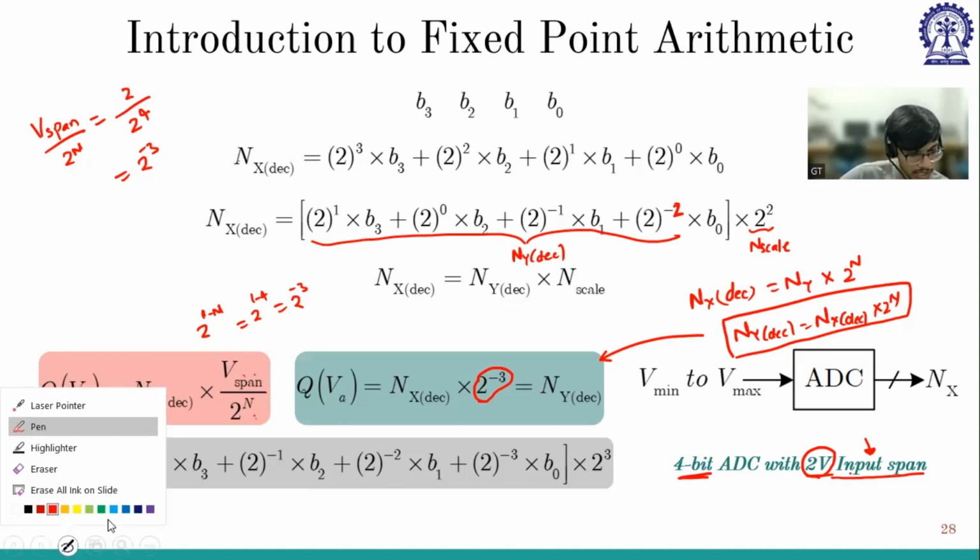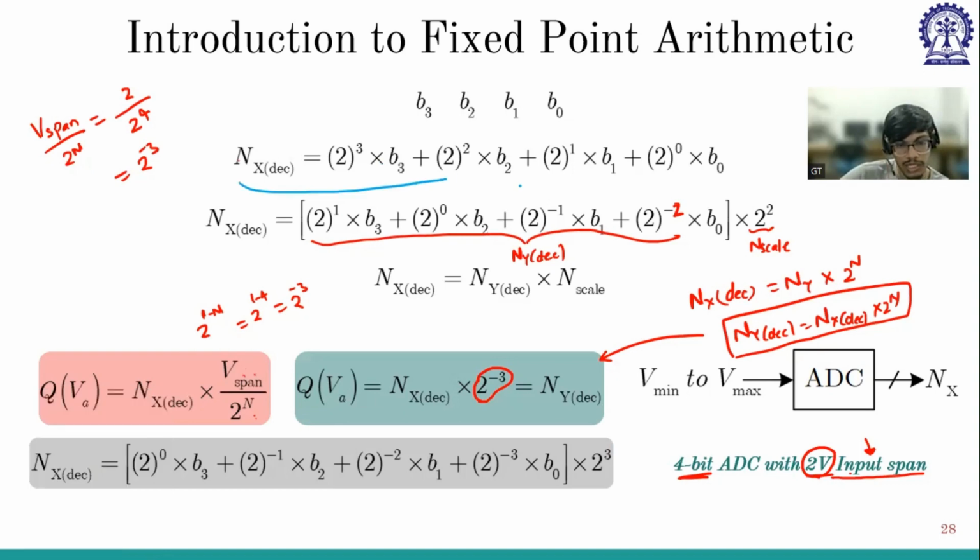So let me change the color to maybe blue. You have to substitute this nx decimal in this equation. My Q of VA is nx decimal into 2 to the power minus 3. So nx decimal is this. If I take 2 cube common, it will be this. But if I multiply by nx decimal into 2 to the power minus 3, this will get cancelled. So my ny decimal is this. Understood how I am getting ny decimal? I am multiplying nx decimal by 2 to the power minus 3, which is giving me ny decimal. Understood?